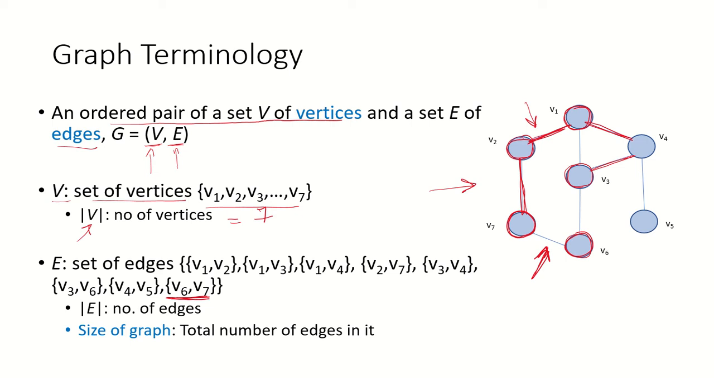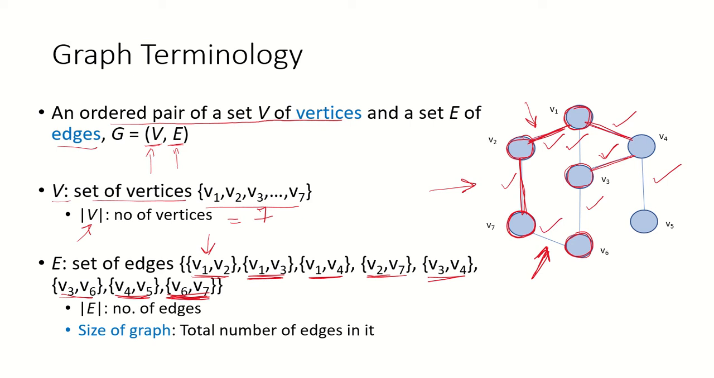So E, which is the set of edges, comprises this edge V1, V2, which is this one. It comprises the edge between vertices V1 and V3, so this one. Then V1 and V4, this one. V2 and V7, this one. V3 and V4, this one. V3 and V6, this one. V4 and V5, this one, and V6 and V7, which is this one.